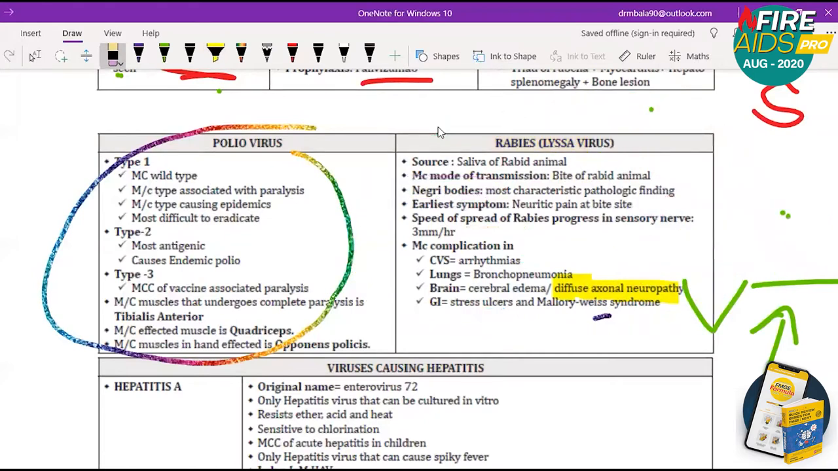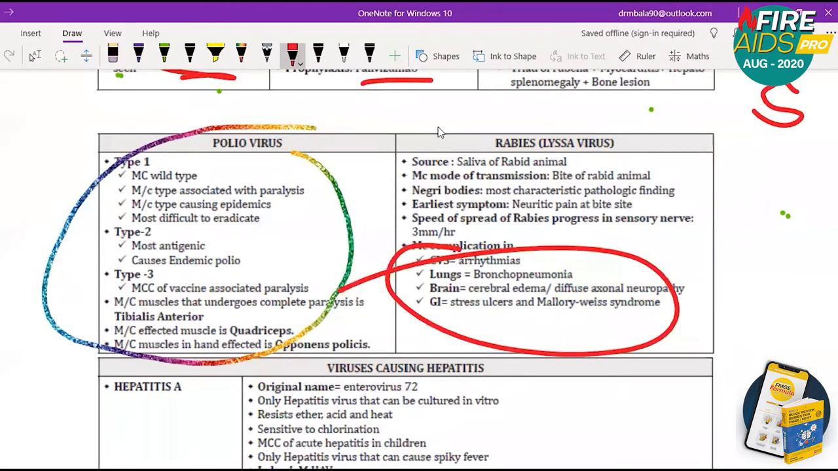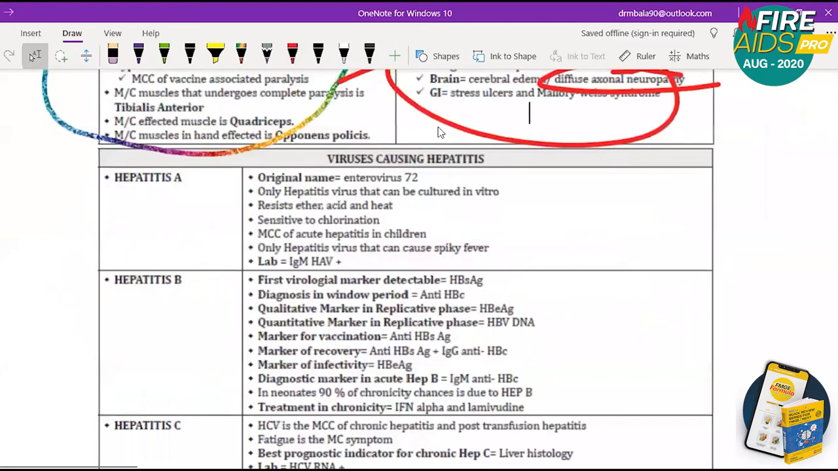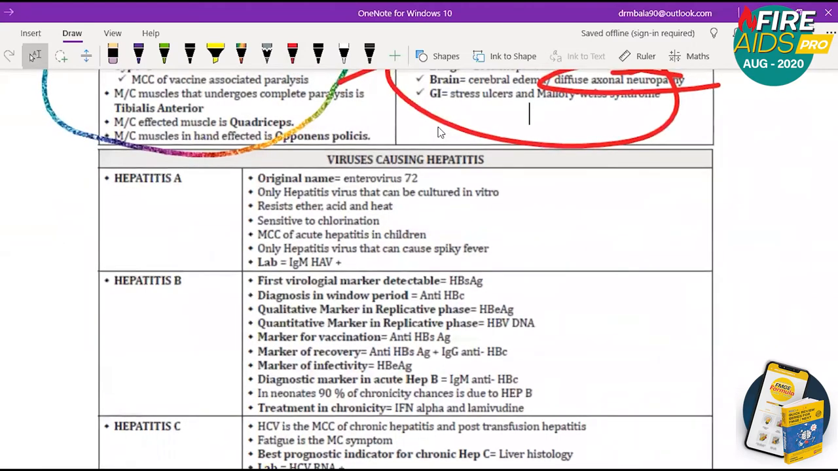This is a broad collection of all the different complications, but diffuse axonal neuropathy will stand out. Because the brain is affected, only because of that does the patient have photophobia, hydrophobia and all in rabies. So the examiner would mostly stress the complication that happens in the brain.